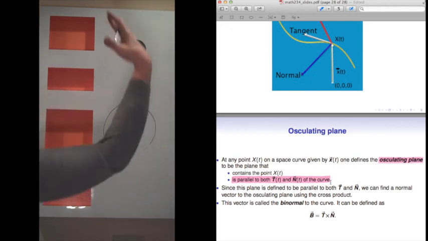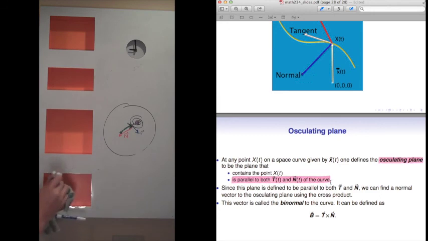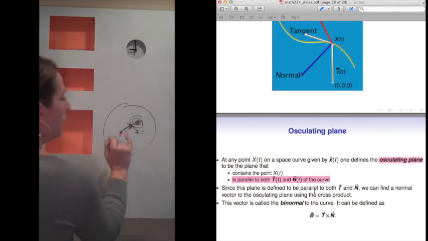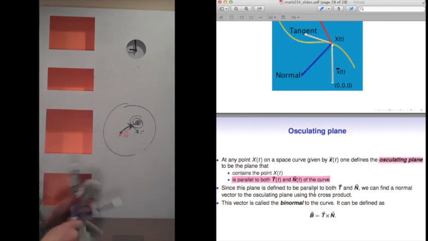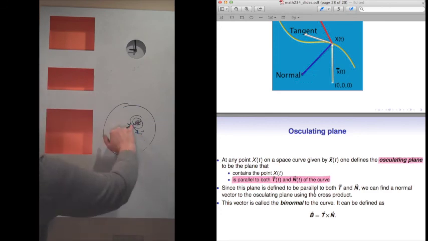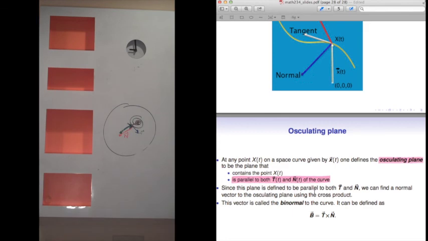So the plane that slices through is something called the osculating plane, and it has to be parallel to both the normal vector and the tangent vector. And then this binormal is the normal to that plane. Okay, so that concludes the lecture, and I will see about getting all these videos posted.